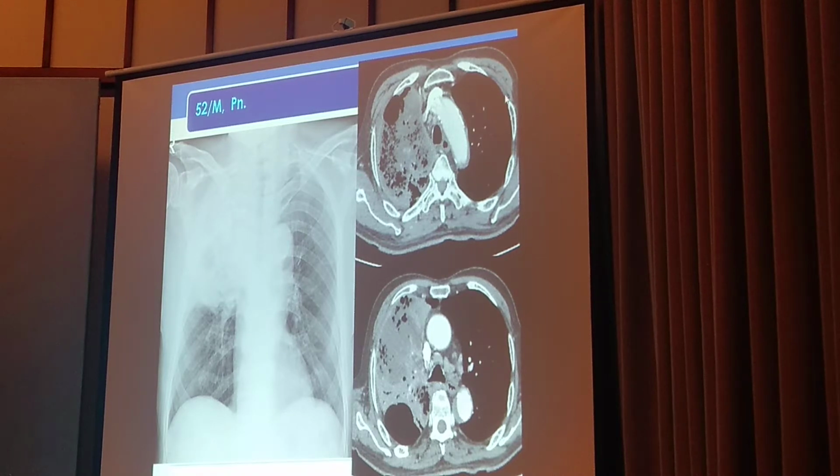This is another case of lobar consolidation in the right upper lobe. CT shows almost low density compared with the back muscle, with a lot of small air cavities within the consolidation, but there is no evidence of air bronchogram. But in some areas, in this area and the upper anterior area, the density is higher than the posterior muscle. So this is pneumonia, not tuberculosis.